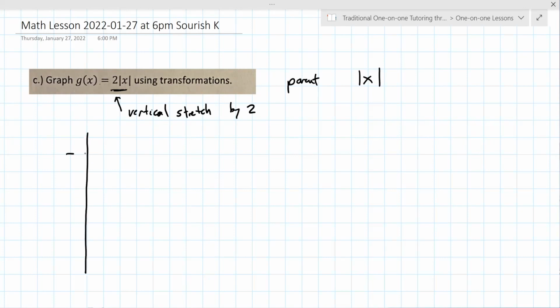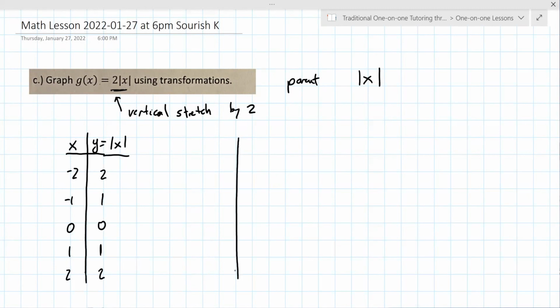We're going to make a table for the parent function, and then we're going to make one for the transformation. So the absolute value function returns the positive of the value. So if it's negative, it becomes positive. If it's positive, it stays positive. Hopefully you remember that from class. Is that clear? Mm-hmm.